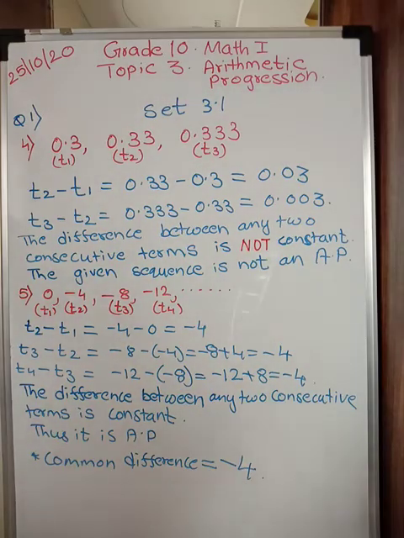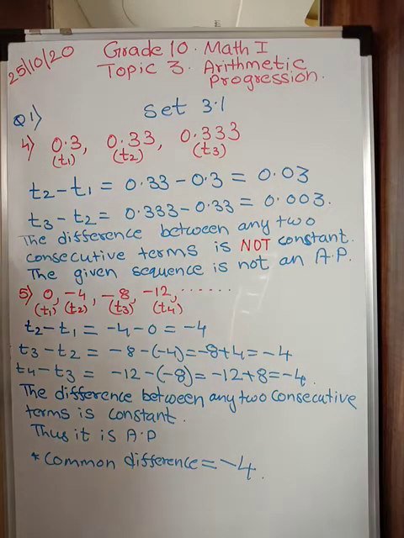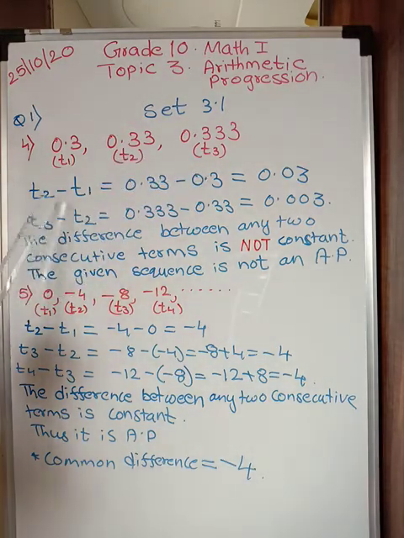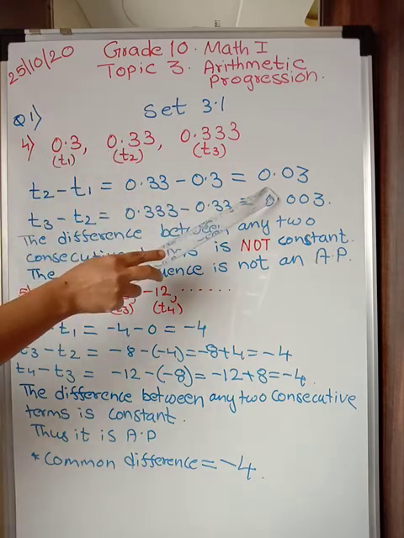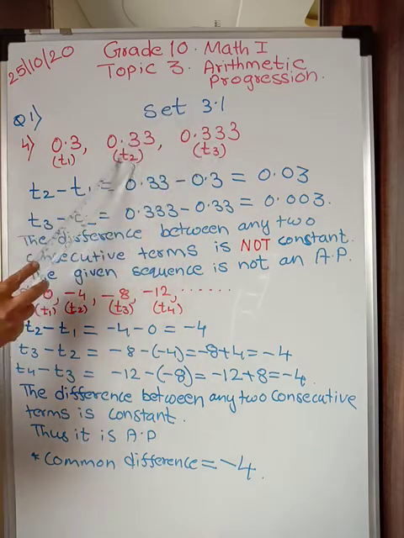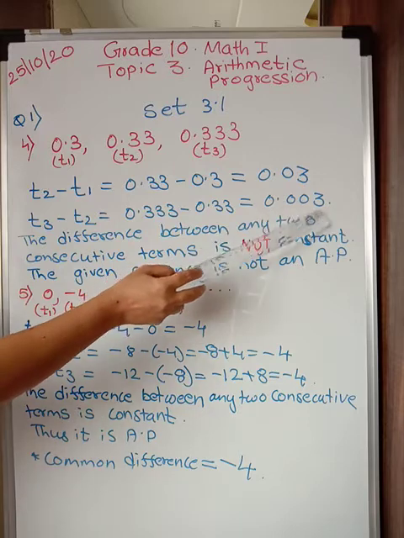Fourth problem, just look at the sequence. 0.3, you have 0.33 and 0.333. So this is term 1, term 2 and term 3. Let us find the difference between the two consecutive terms. I am subtracting in this way. T2 minus T1, I got 0.03. T3 minus T2, I am getting 0.003.